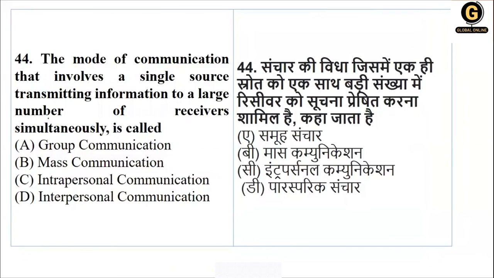Next one. The mode of communication that involves a single source transmitting information to a large number of receivers. Single source hai, okay, or large number of receivers hai simultaneously. So again, it can be which type of? Intra or interpersonal hoga nahi. Okay, यहाँ पे देखो बहुत large number दिया है. So it will be definitely what? A mass communication. So here your right option is option number B, that is mass communication.